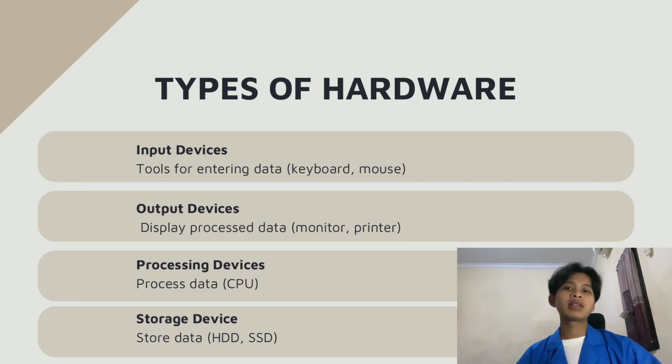Hardware can be divided into four main types. First, we have input devices for entering data, like a mouse or keyboard. Then there are output devices such as a monitor and printer that show us the result. And then we have processing devices like the CPU that are responsible for data processing. And last is a storage device, such as a hard drive, used to save data.